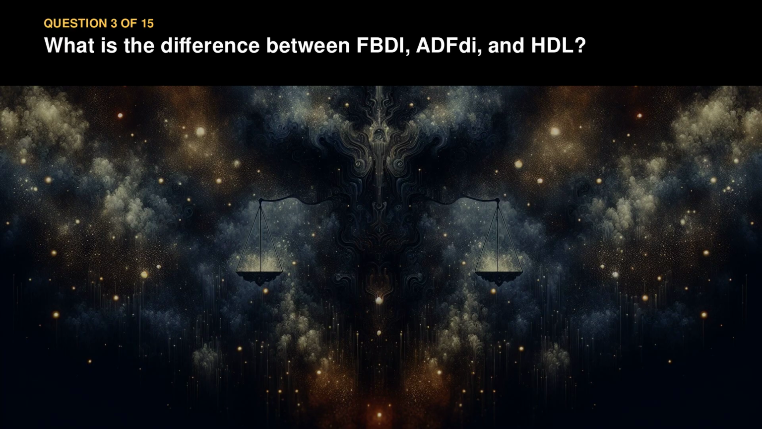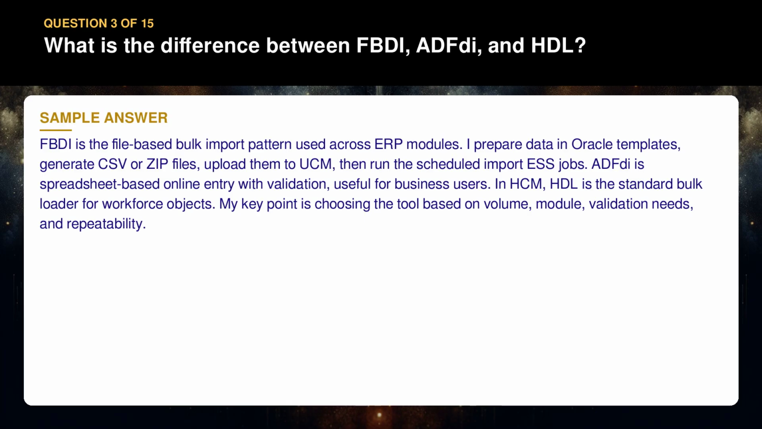Question 3. What is the difference between FBDI, ADFdi, and HDL? FBDI refers to file-based data import. ADFdi is Application Development Framework Data Load Import, and HDL stands for HCM Data Loader. Each is a tool for importing data into Oracle Cloud applications, but differs in use cases, data types, and configuration methods. FBDI is the file-based bulk import pattern used across ERP modules.